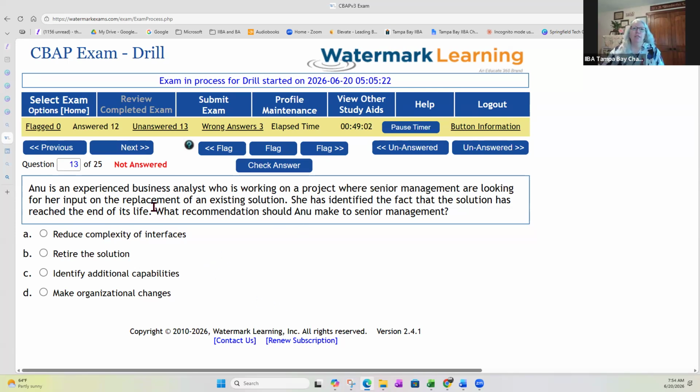So if she has a solution and she's reached a conclusion, that means she is in recommend actions to increase solution value. In this case, it's reached the end of its life. So should she reduce complexity of interfaces, retire the solution, identify additional capabilities, or make organizational changes?